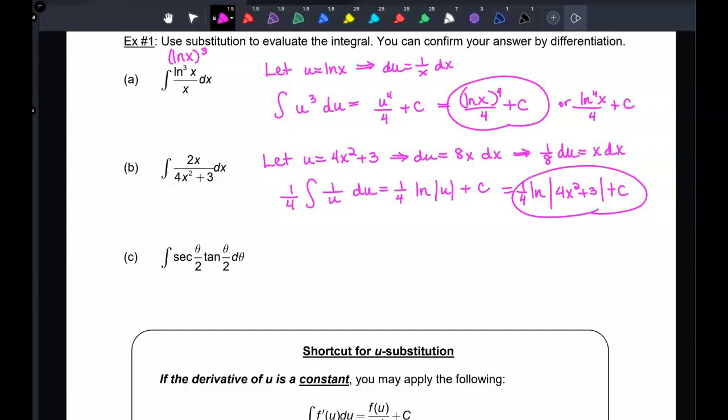Now, technically, I don't need the absolute value around the 4x squared plus 3 because it's squared and it's adding something, so it's going to be positive. But if you put them in there, it's fine. It's better to put them in there when you aren't sure if you need it.